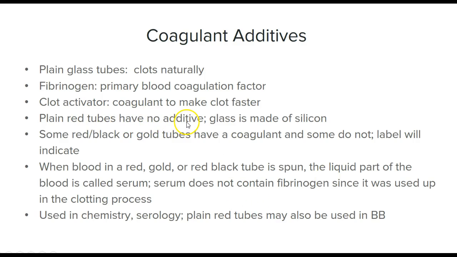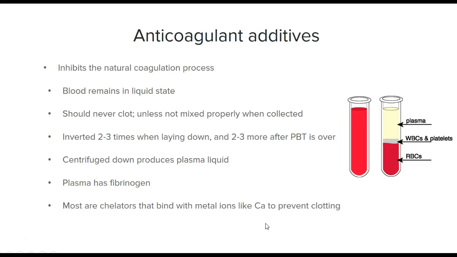Plain red tubes have no additives. The glass is made of silicone. Some red tubes are red, black, or gold, and they have coagulants in them, and then some don't. You have to look on the label. When the blood is in a red, gold, or black tube, we centrifuge it. The liquid part of the blood is called serum. The serum does not have fibrinogen since it was used up in the clotting process. And these tubes that require serum are used in chemistry and serology, and plain red tubes are also used in blood bank. So let me read over this.